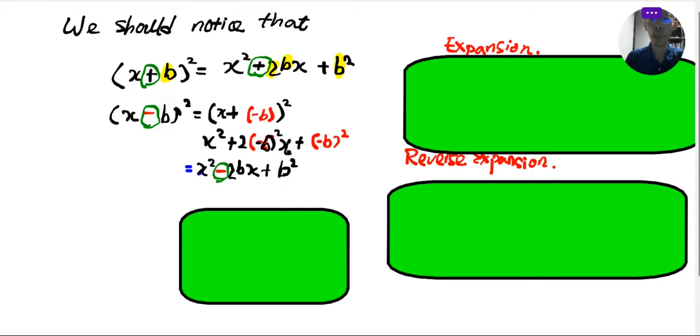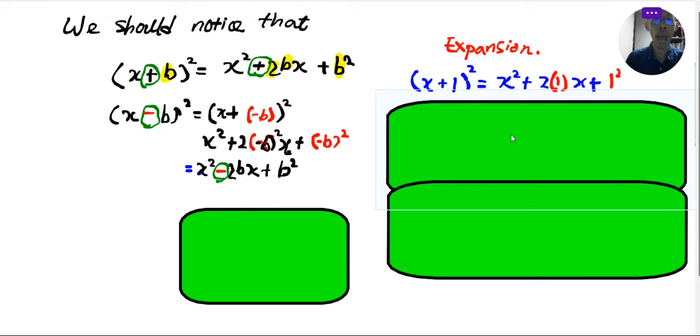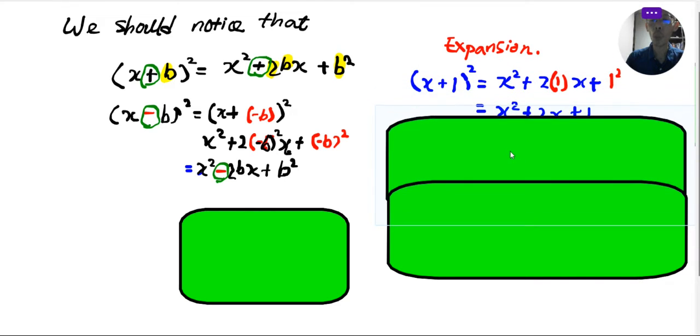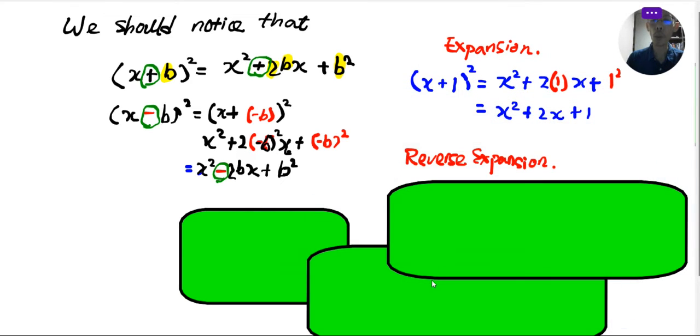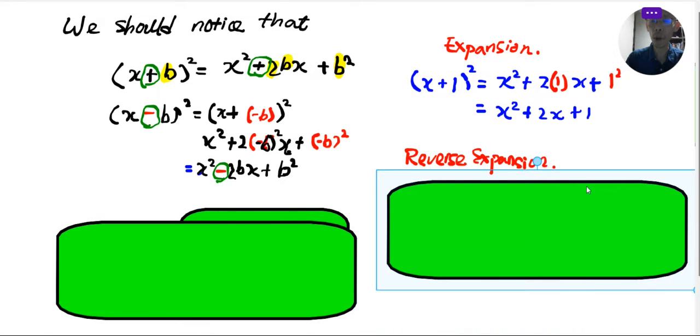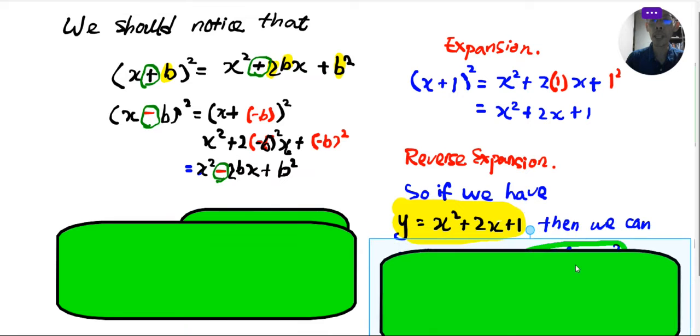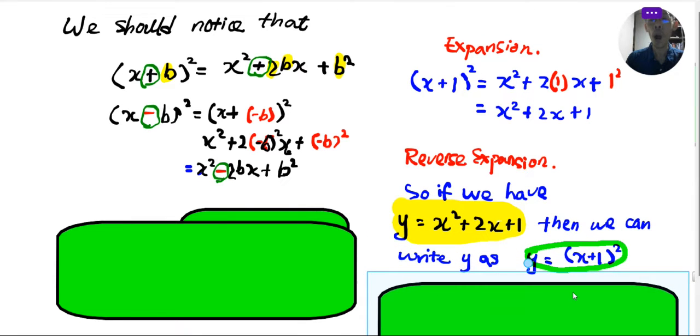So now let us look at expansion of another example. If you have the expansion of x plus 1 squared, you're going to get x squared plus 2x plus 1. Now, if you reverse the process, that is, if you start with x squared plus 2x plus 1, then we can simply write y is equal to x plus 1, everything squared. This is if you know this to be the result of this particular expansion.